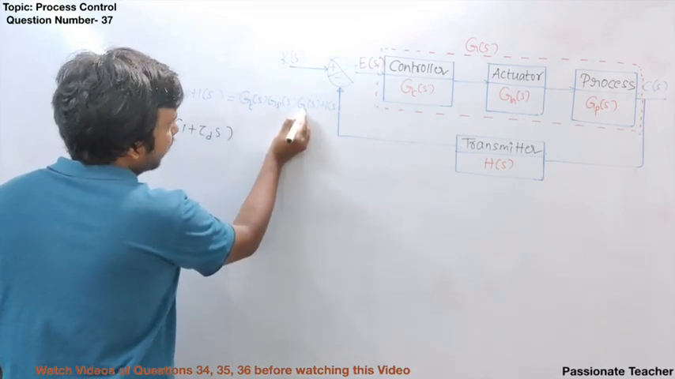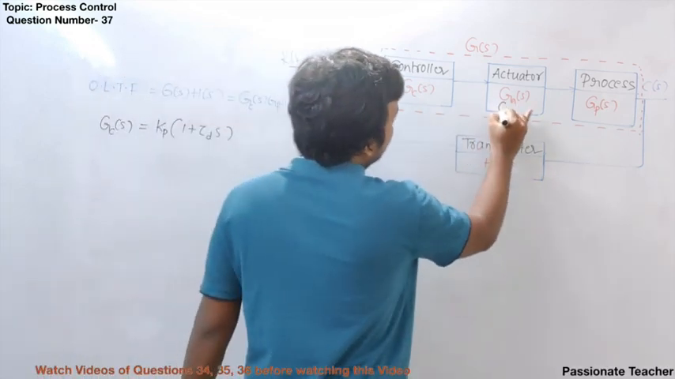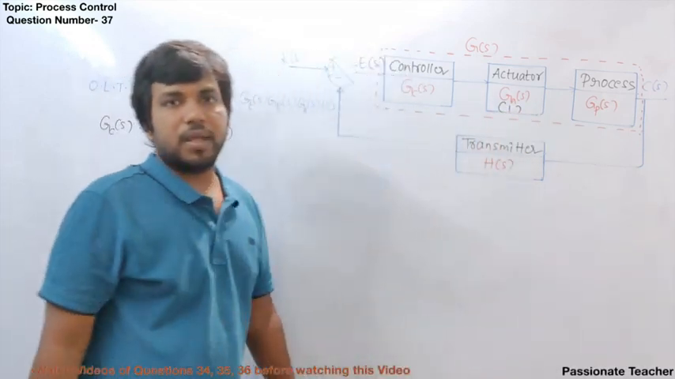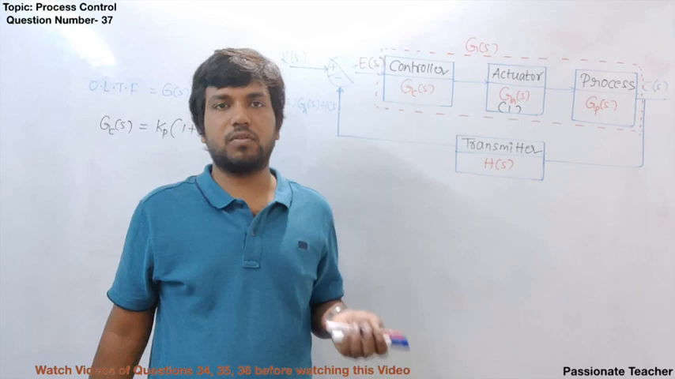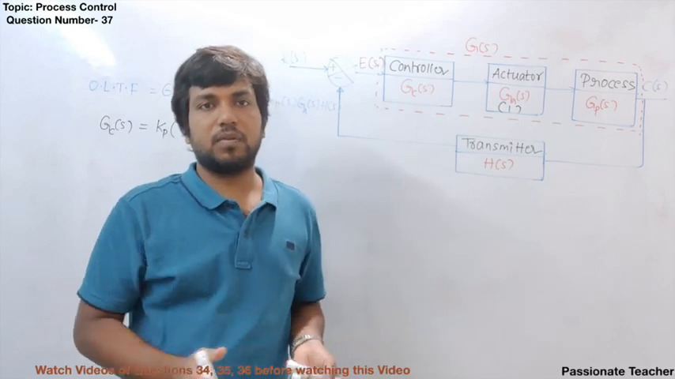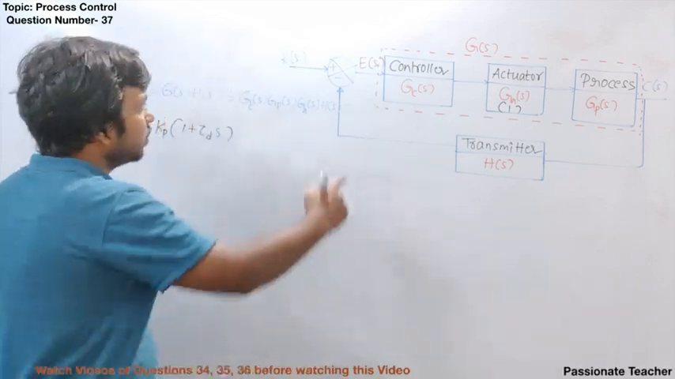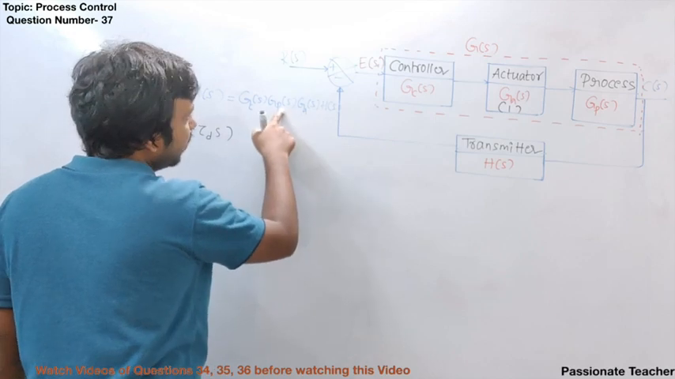Gp of S, in fact Ga of S, we know that it could be 1, because we have taken it for granted from the starting onwards that the actuator transfer function is 1, for mathematical convenience. Now GA of S is 1, and GP of S.